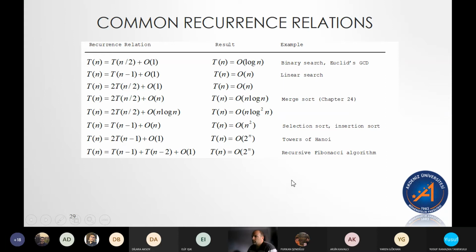The Towers of Hanoi we just talked about was 2 to the n, and the recursive Fibonacci, and why that was not efficient, was 2 to the n also.